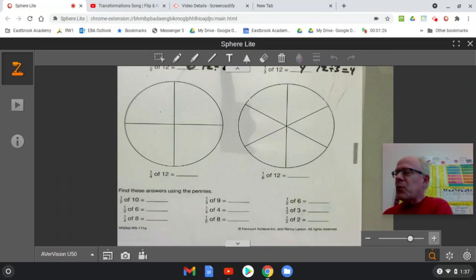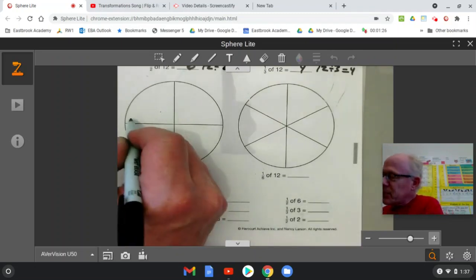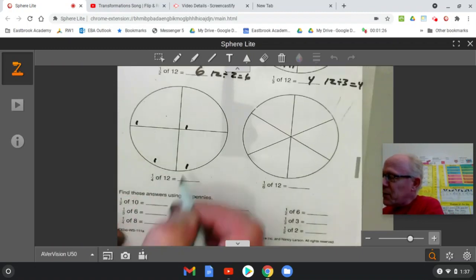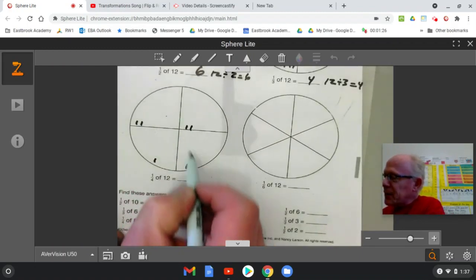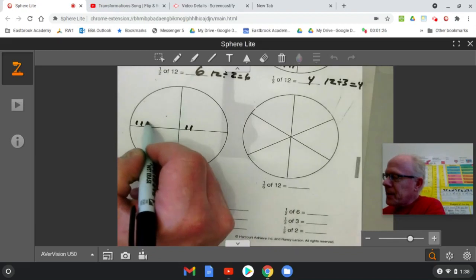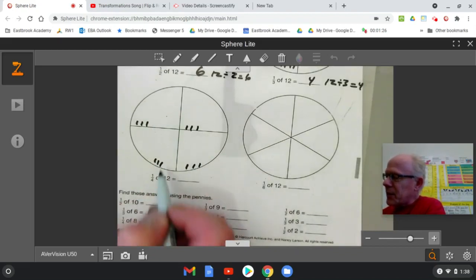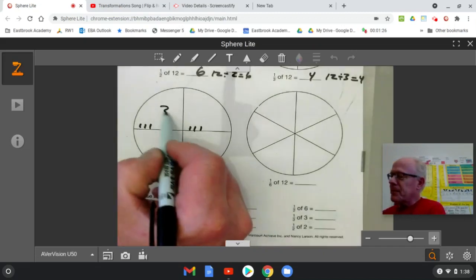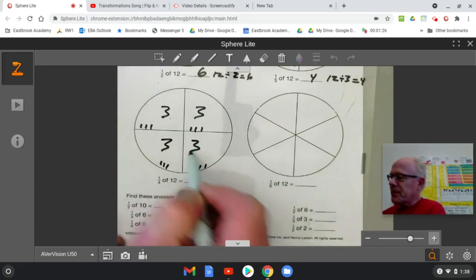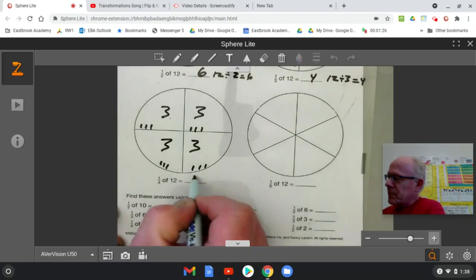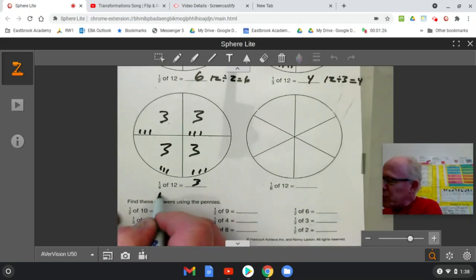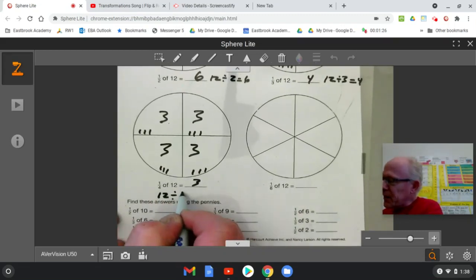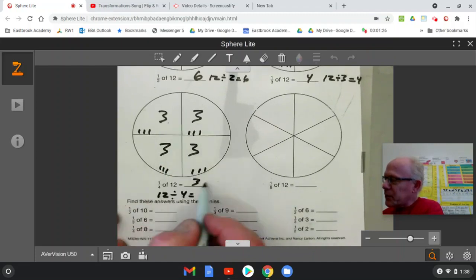If I had 12 and I wanted to divide it up into 4 groups, I could count sticks. 1, 2, 3, 4, 5, 6, 7, 8, 9, 10, 11, 12. So 1/4 of 12 would be what? 3. The other way I could do this is 12 divided by 4 equals 3.